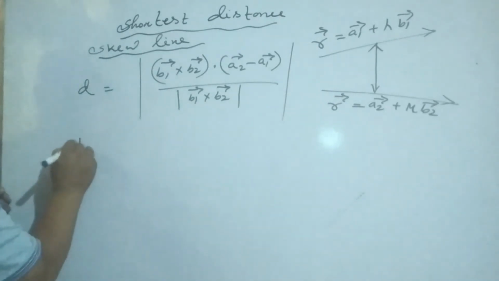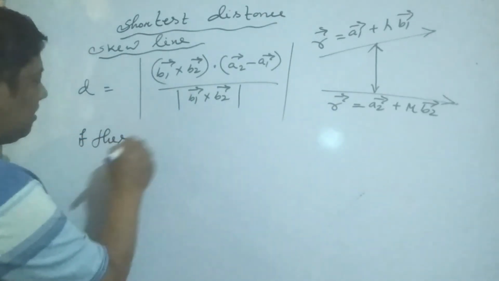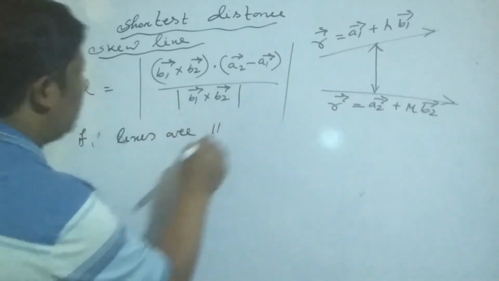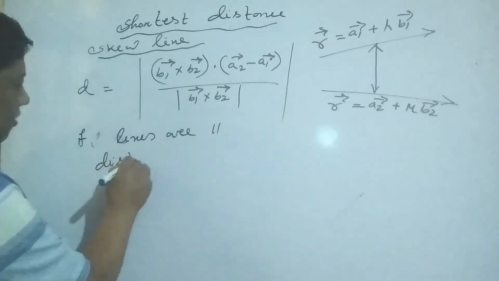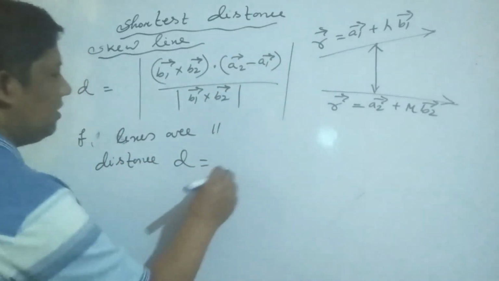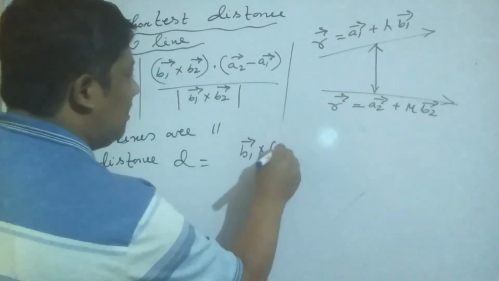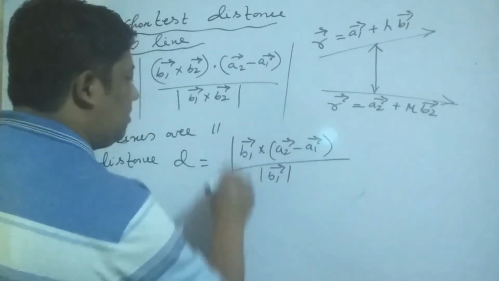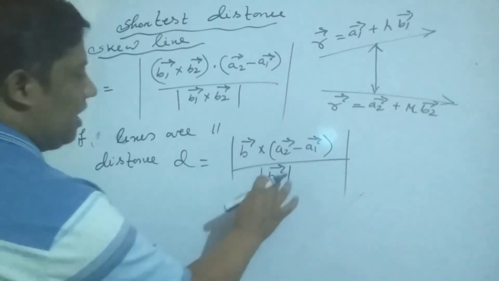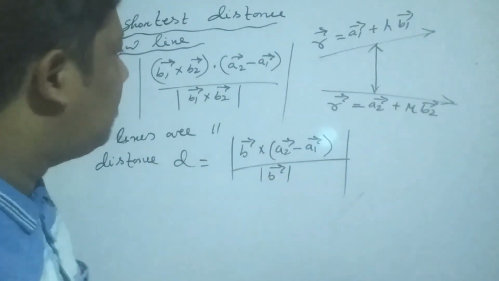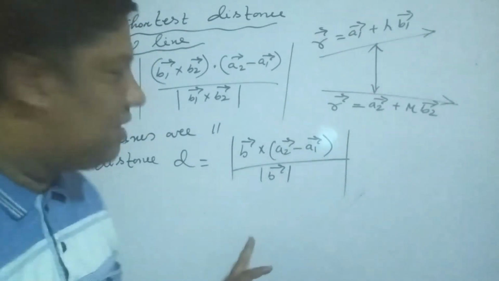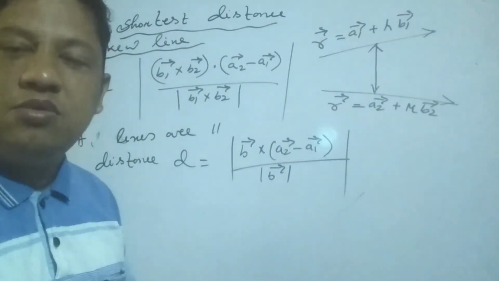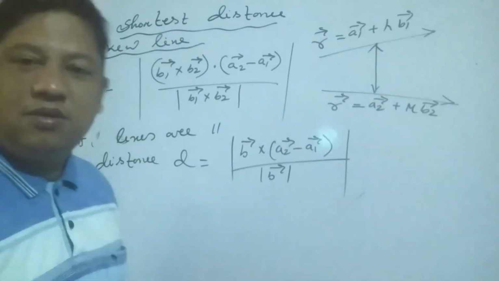Next, if the lines are parallel, then the distance is given by b1 cross a2 minus a1 upon magnitude of b1 vector, because the lines are parallel, you just use this and you get the distance between the two lines. So I have covered all the points of this exercise 10.11.2. So my students, if you understand, then you can find all the questions. Thank you.